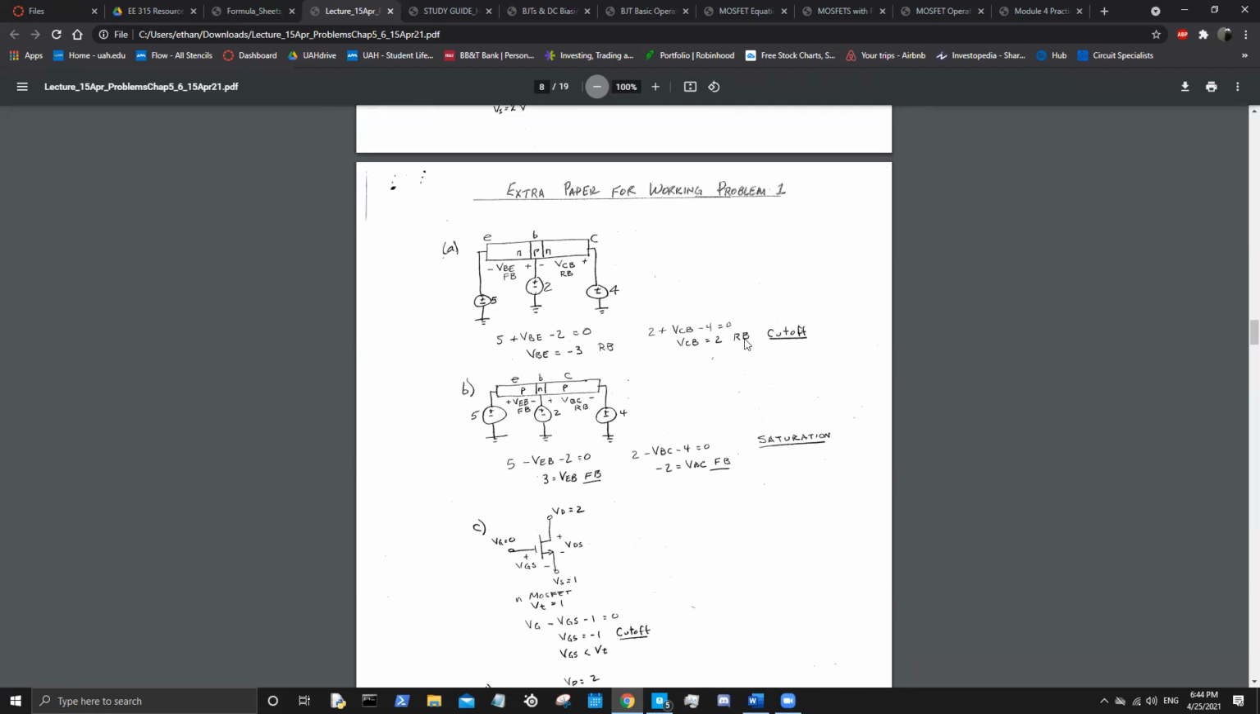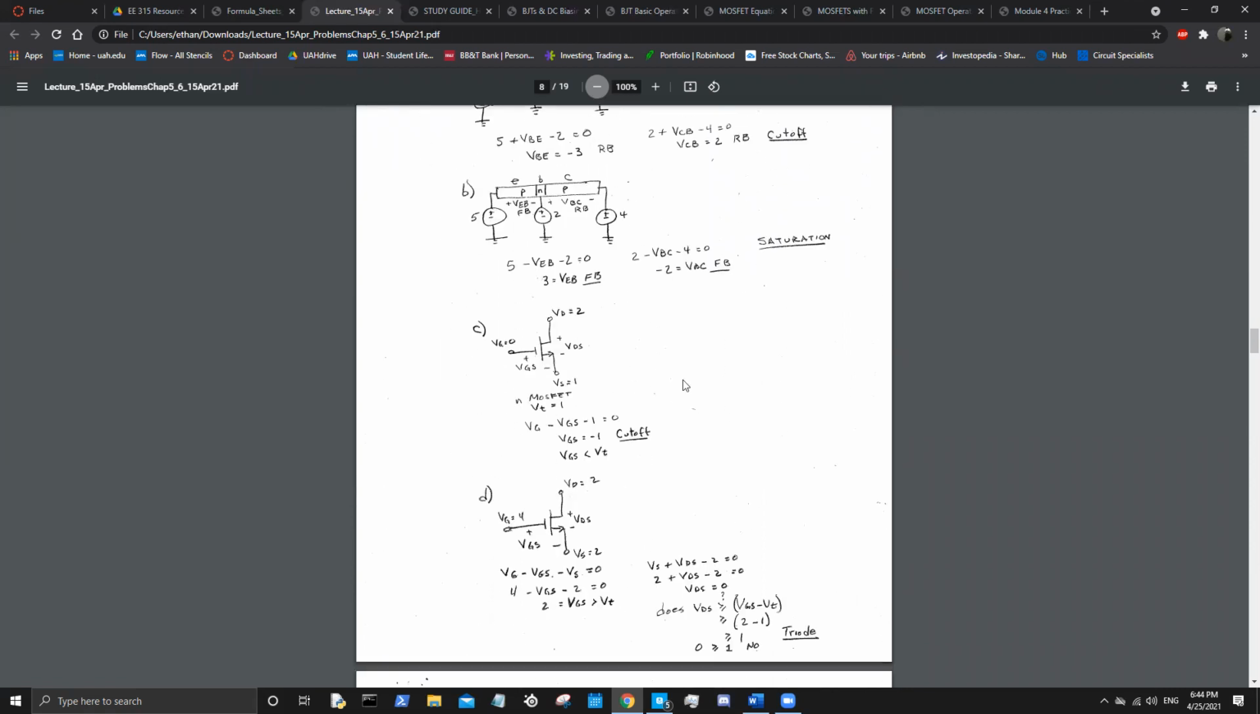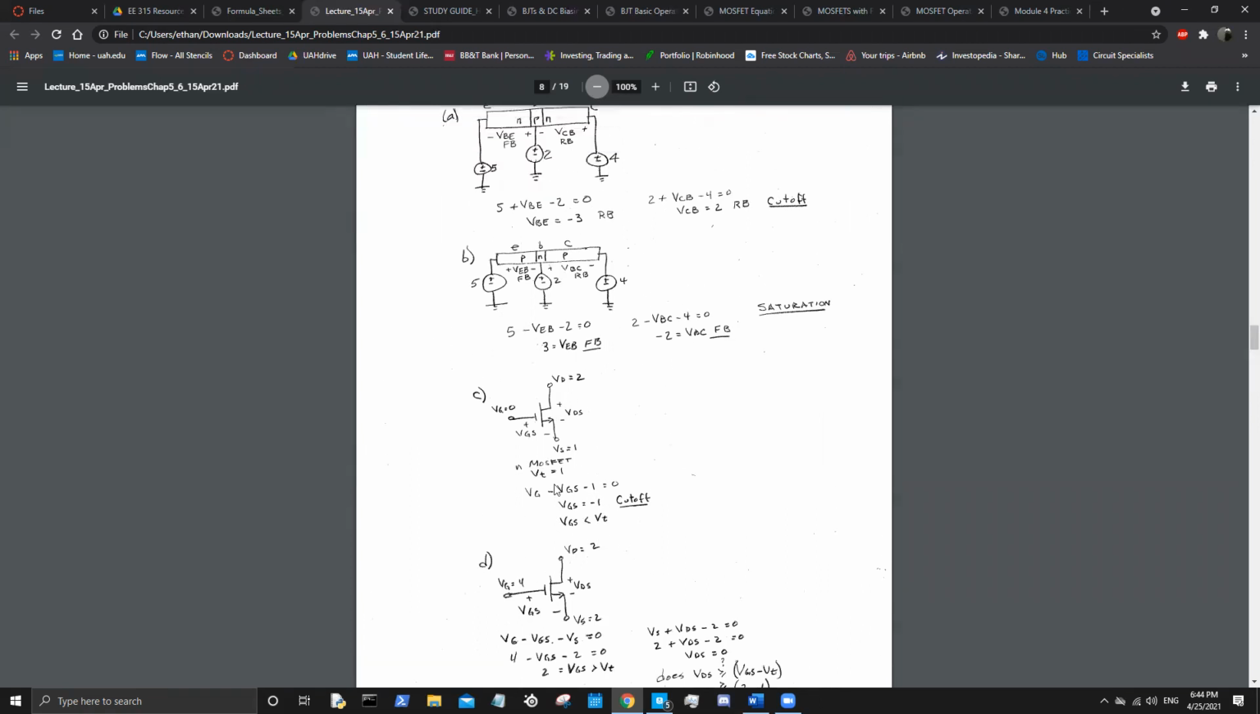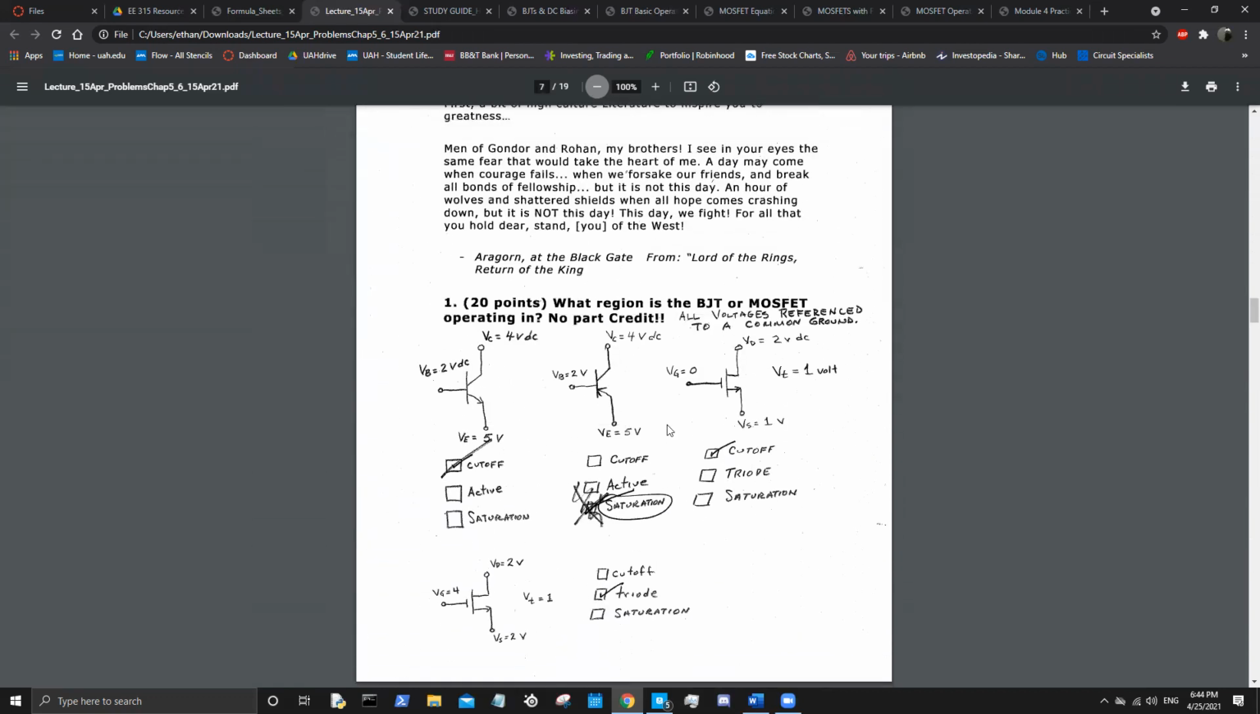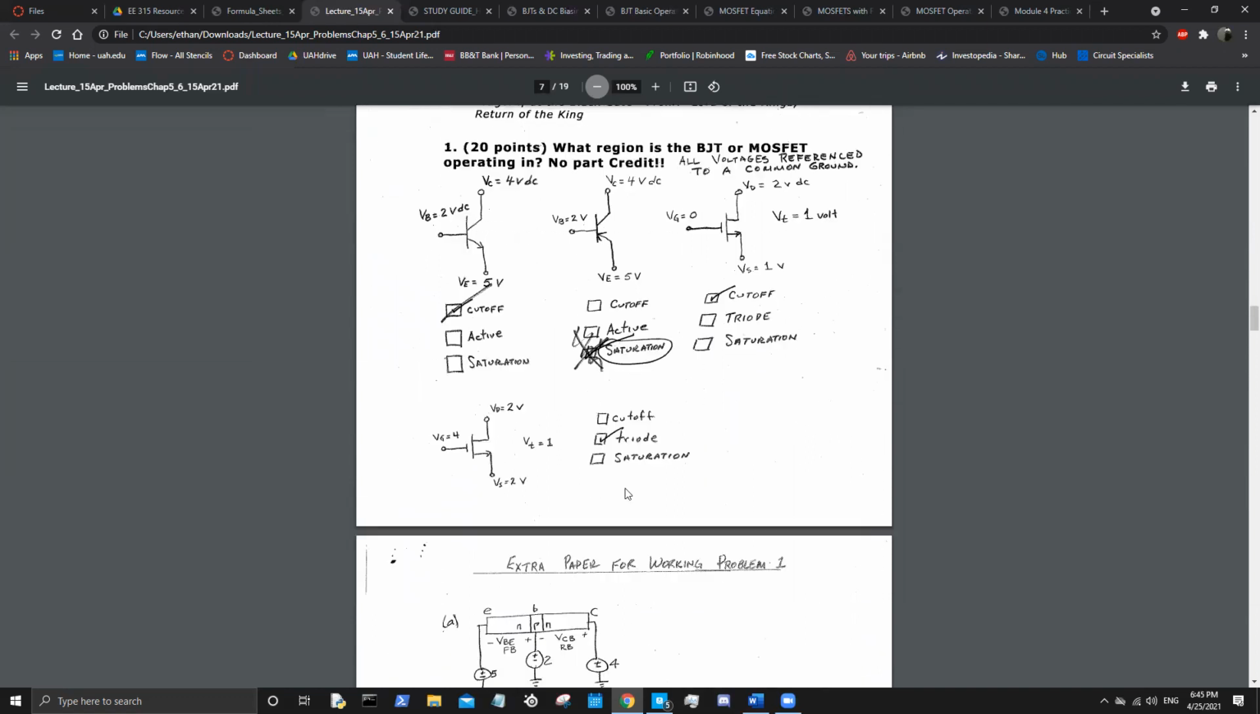In these instances, finding your cutoff, saturation or active region for your BJTs is definitely more annoying than for the MOSFETs. For the MOSFETs, you don't need to do two different equations, you just do one thing. And this looks like it's assuming that the threshold voltage is 1. If you go up to the top, it tells us the threshold voltage is 1 on both.